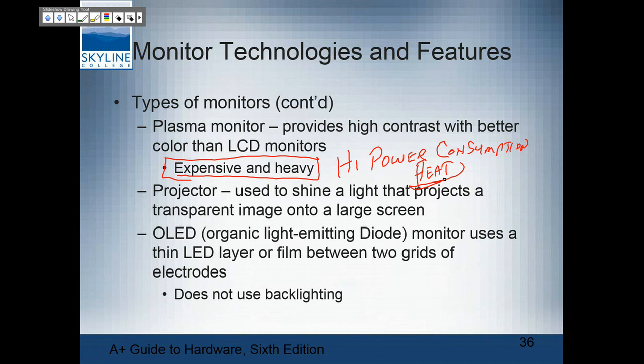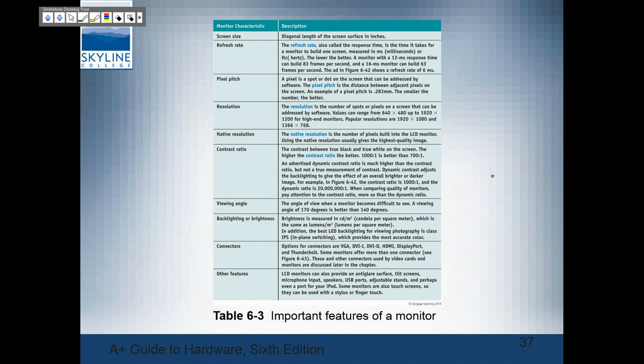Projectors, like the one we're using here, shine the light and project through a transparent image, and a number of people are going to projectors for their televisions because they can make a big, big screen. Organic light emitting diode monitors use a thin layer of LED between the two grids of electrodes. What these things are actually doing is there are little bitty diodes in there that create the light to make the display. Doesn't use backlighting.